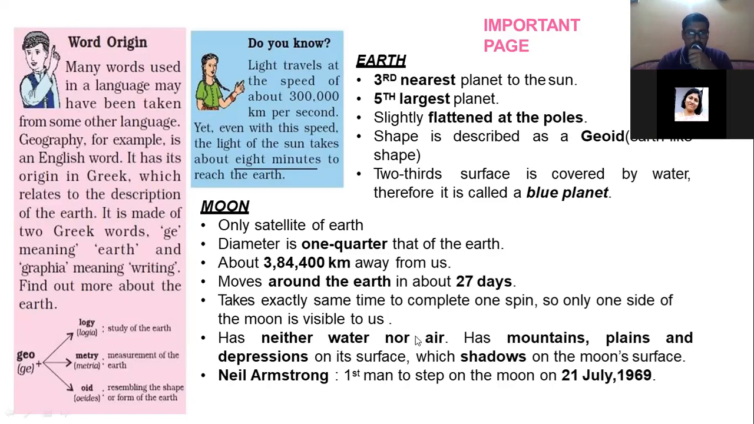It has neither water nor air. Why did Neil Armstrong land on the moon? The basic purpose of his landing was to see the environment, to see the atmosphere. Is it compatible for life to exist there?